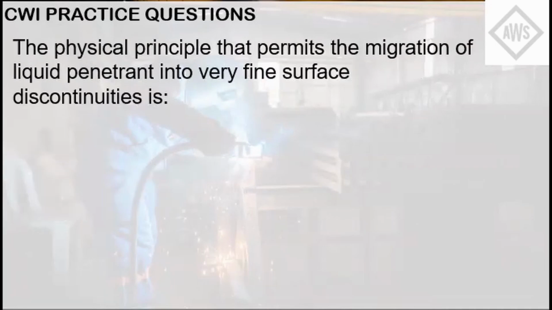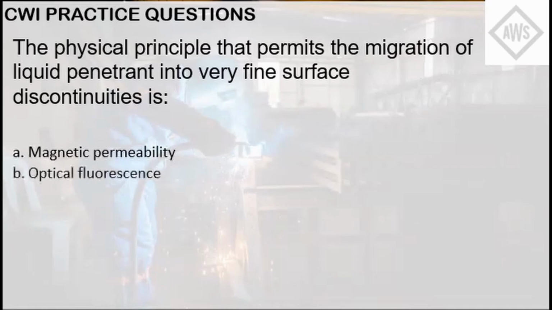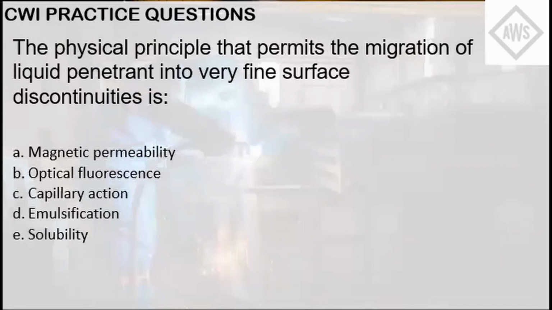Next question. The physical principle that permits the migration of liquid penetrant into very fine surface discontinuities is called: A, magnetic permeability, B, optical fluorescence, C, capillary action, D, emulsification, E, solubility. So there's only one answer here that refers to that physical principle, which is letter C.